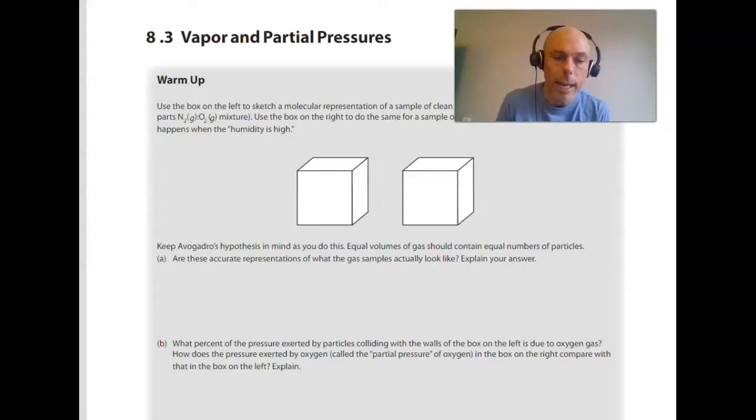We're in section 8.3 of our ebook on vapor and partial pressures. You've already learned a little bit about this from the College Board lecture on Dalton's law of partial pressures. That law, as you may recollect, states that the total pressure of a mixture of gases is the sum of the partial pressures of each of those gases in the mixture. And you've solved some problems on that.